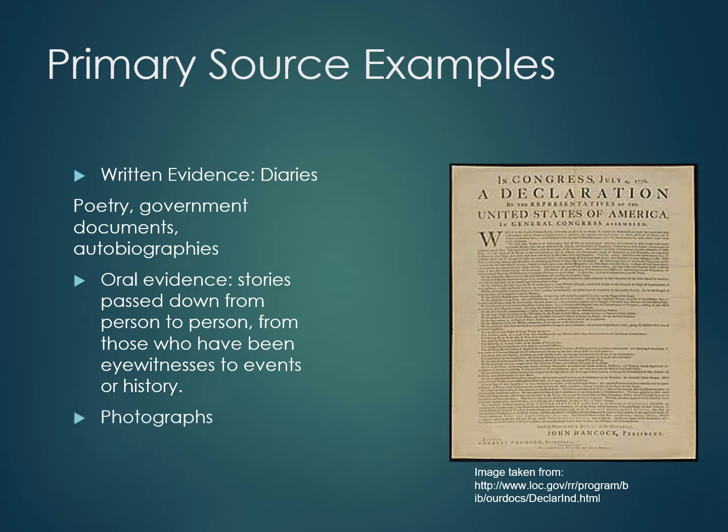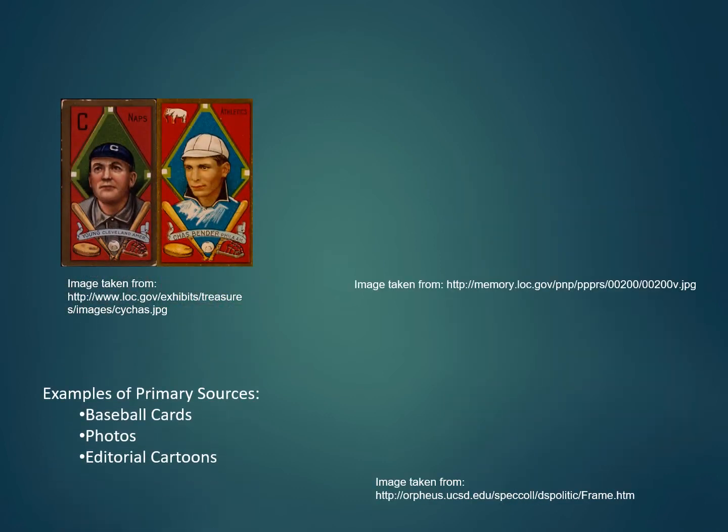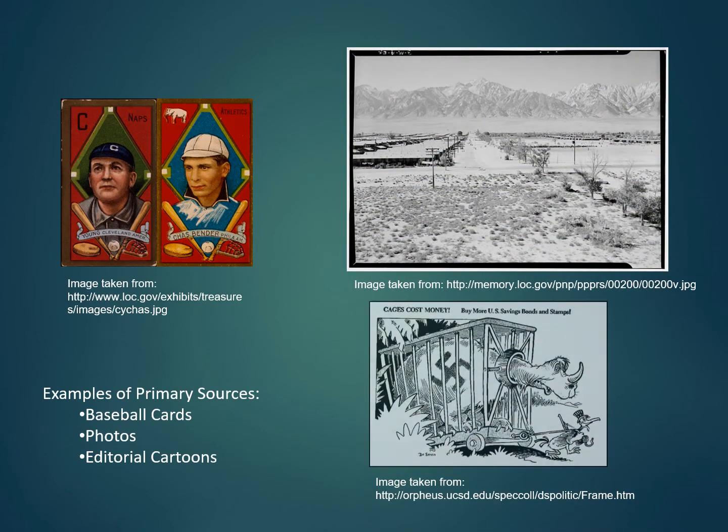Photographs are another good example of a primary source. So are artifacts. Baseball cards, photos, cartoons can all be examples of primary sources if you are studying those things. Right, so for example, with baseball cards or sports cards or any kind of cards, maybe if you're researching how sporting cards have changed over time, this would be an example of a primary source. Right? Photos. If you're studying what an area looked like or how things were at a certain time, a photograph can help.